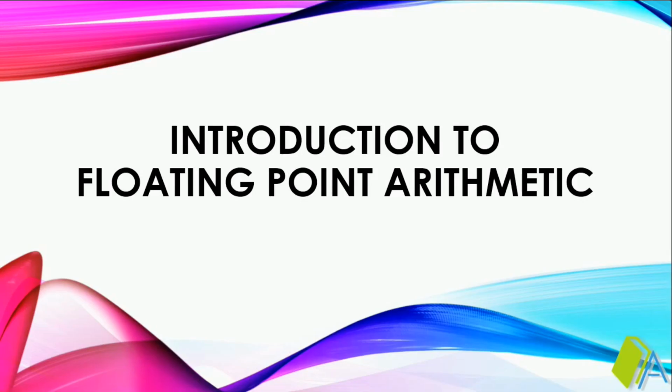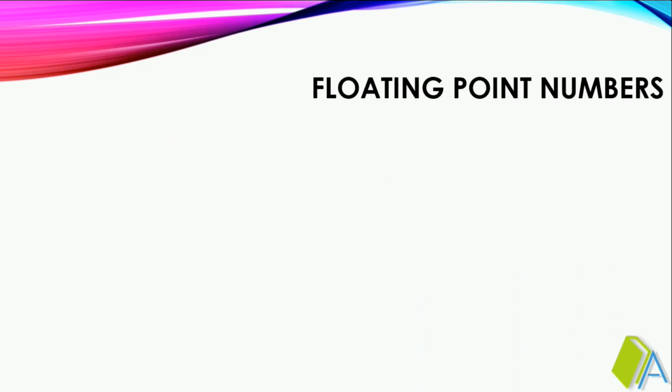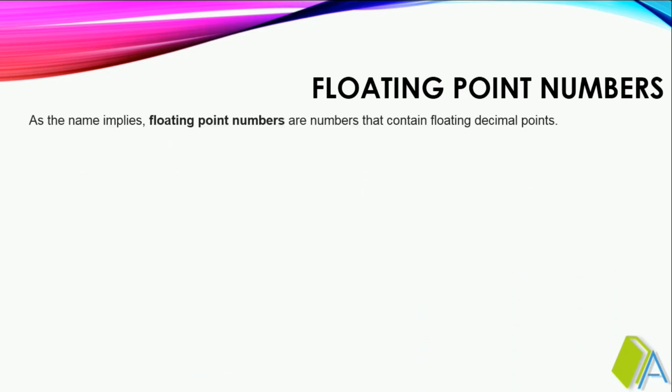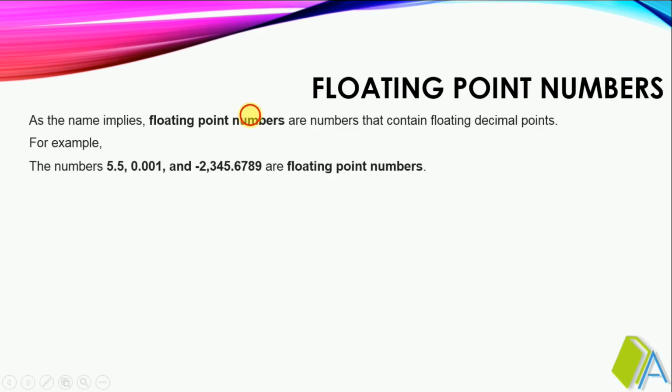Hello everyone. In this video we are going to discuss some basic concepts related to floating point arithmetic. So first of all we need to understand what is the concept behind floating point number. In a floating point number, the number of bit positions after the decimal point are not fixed. It is actually floating. That's why the name floating point number. In this example, the bit positions after the decimal points are not fixed. So these numbers are examples of floating point numbers.